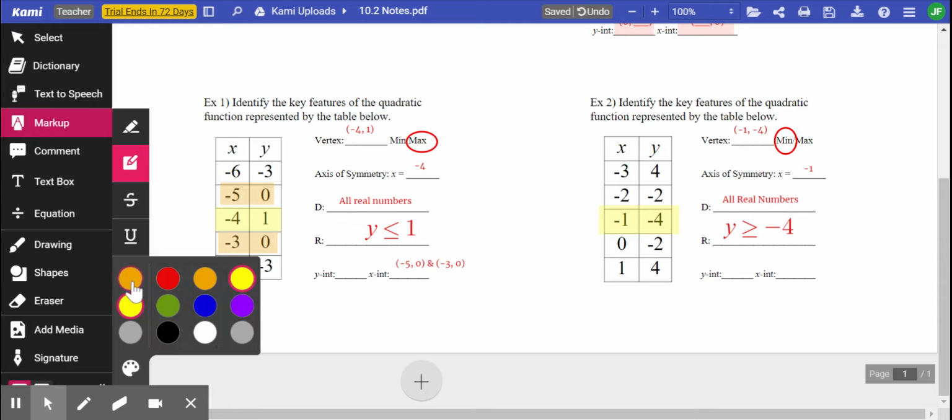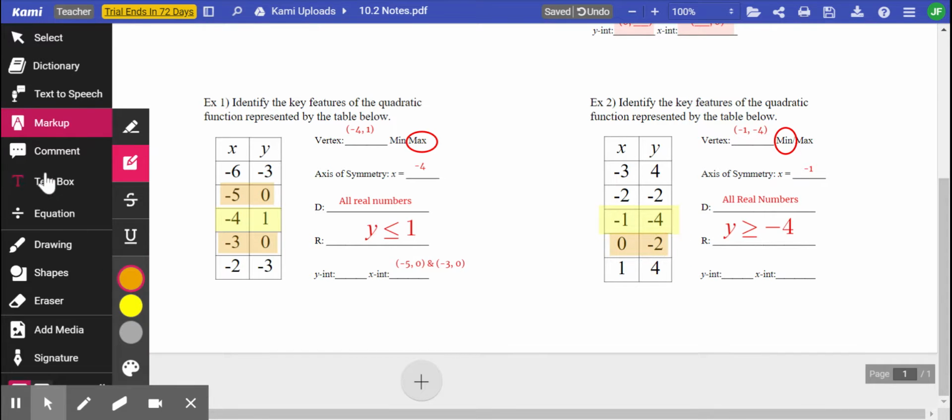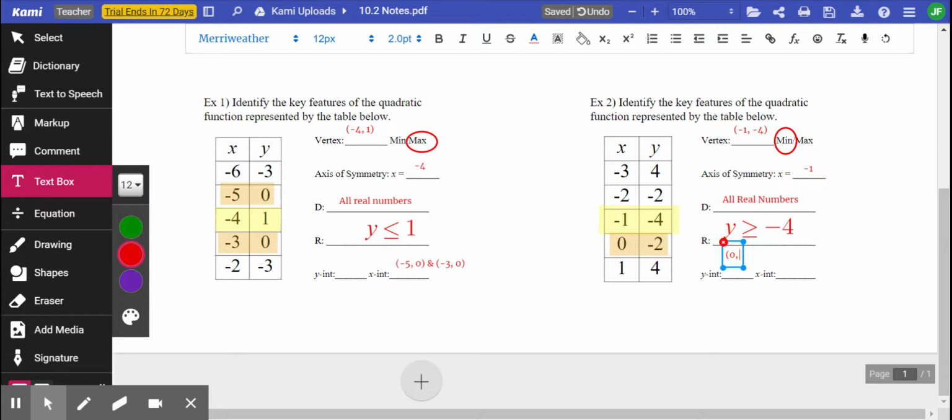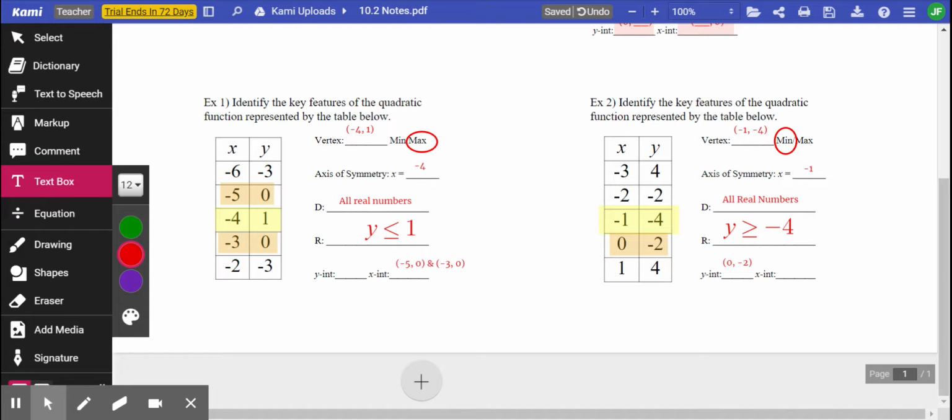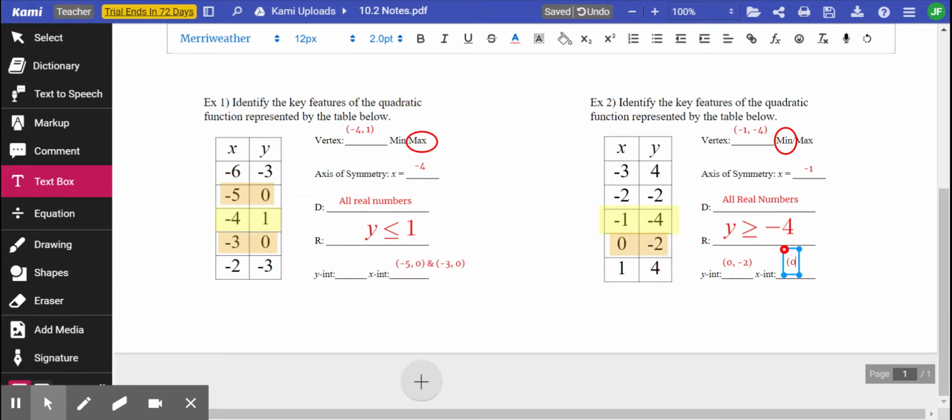My x-intercepts are a little trickier here, but my y-intercept is not. So my y-intercept, I have that 0, -2. And then my x-intercept is going to be in the middle of the 0 and the 1, because I know that 0 here is between -2 and 4. So I'm going to approximate that. I'm going to say it's at 0.5, just because I know it's between 0 and 1 somewhere there. And then I also know that it's between -2 and -3. So I'm going to say -2.5. That's just because there aren't any zeros, but I do know that 0 fits in between -2 and 4.